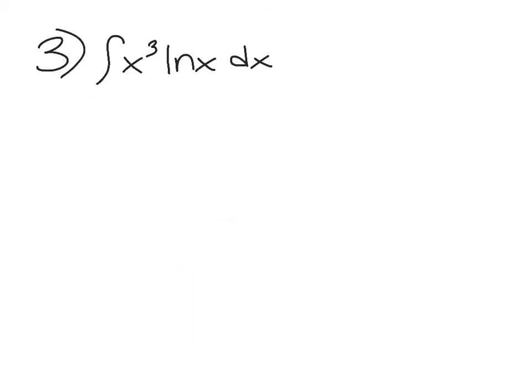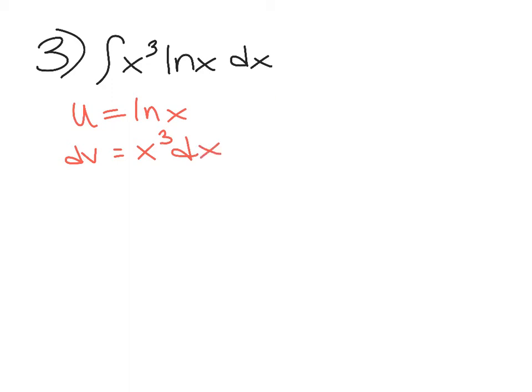All right, looking at number 3, you see an ln, and ln is definitely a big clue that you want to use integration by parts. And what you want to remember here is that you don't know how to integrate ln with any other technique than integration by parts. So since you don't know how to integrate it, it has to be the u value. So u is ln of x, and that means that dv has to be that x cubed dx.